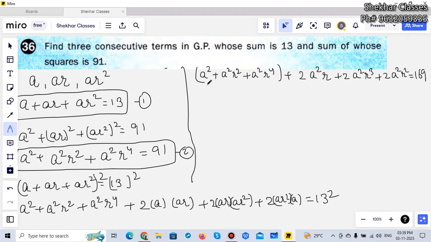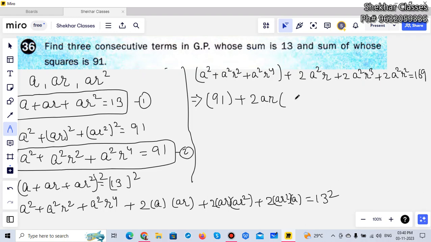Now I know the value of this one: A square plus A square R square plus A square R to the power 4 is 91. So I can write 91 here, plus, here I can take something common. I can see it has got AR in it, so I can take 2AR common.